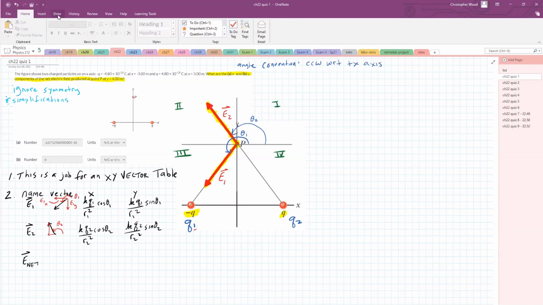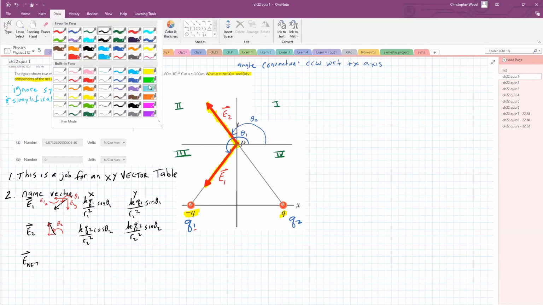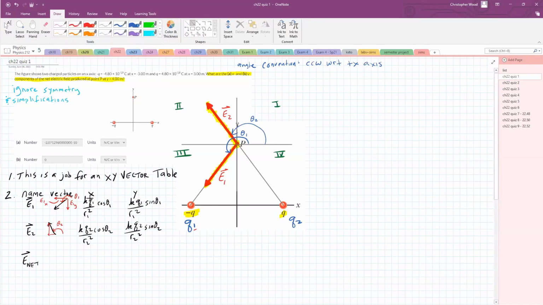Once I have this table established, I'm just going to add the X column. I add up all of these X components. If I add up all of those X components, I get K Q1 cos theta 1 all over R1 squared plus K Q2 cos theta 2 all over R2 squared. This is my net. This equals E net X. So all we have to do is process that.